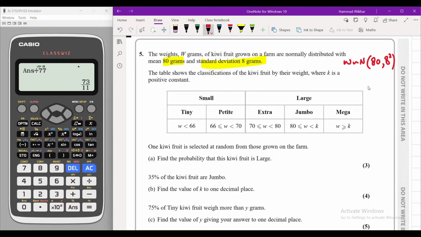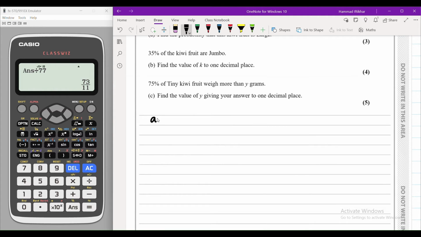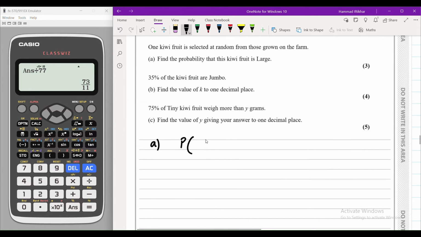One kiwi fruit is selected at random from those grown on the farm. Find the probability that this fruit is large. So large is all values greater than 70. So this is what we have to do. The probability of being large would be W greater than 70.